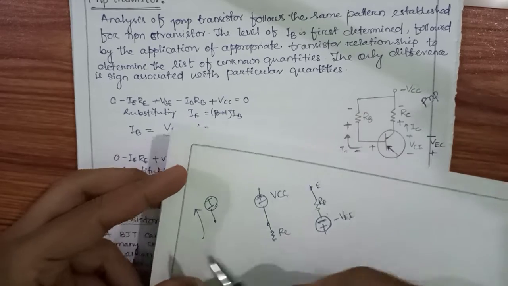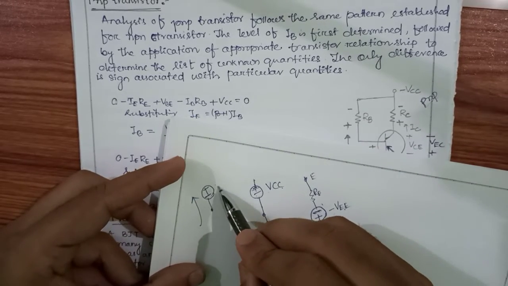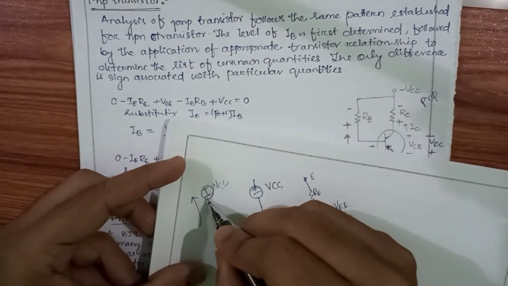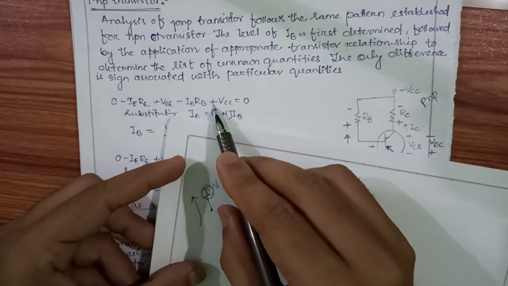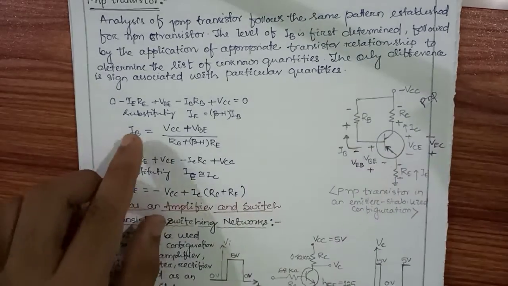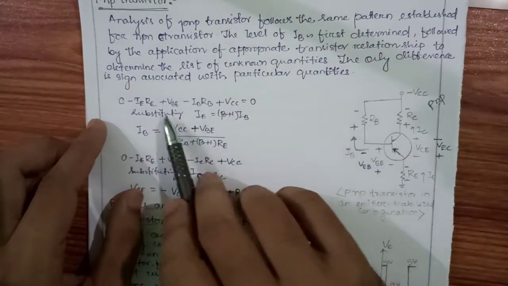I am moving bottom to top. Then what I will write for this? It is nothing but VCC. So as I am moving from negative to positive, I will write plus VCC. Okay. So from this equation, what I have to find?